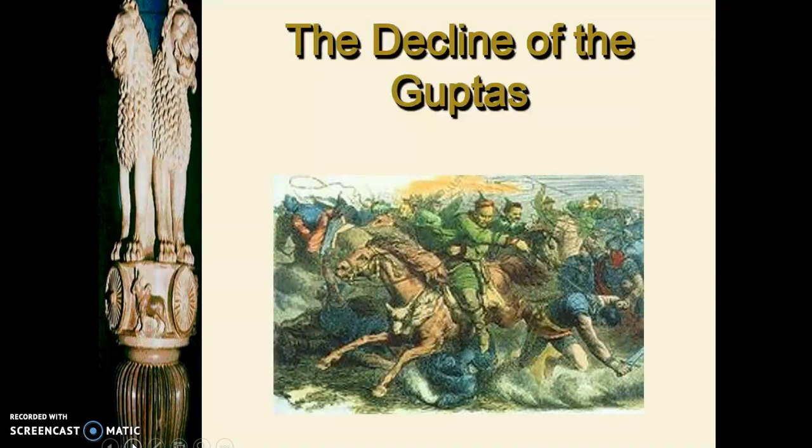Then, of course, comes the decline of the Guptas. This happens because of an invasion of the White Huns. It signals the end of the Gupta Golden Age. Even though at first the Guptas defeated them, after the decline of the Gupta Empire, North India broke into a number of separate Hindu kingdoms and was not really unified again until the coming of the Muslim religion. If you need to pause and rewind at that point, you can.